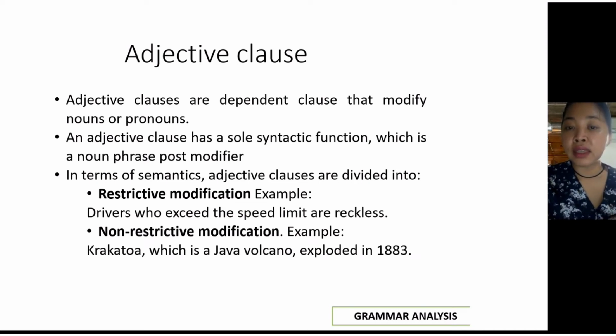So an adjective clause has a syntactic function, as I said before, which is a noun phrase post modifier. And in terms of semantics, adjective clauses are divided into restrictive modification, for example, drivers who exceed the speed limit are reckless. So this is restrictive. And for non-restrictive modification, for example, Krakatoa, which is a Java volcano, exploded in 1883.